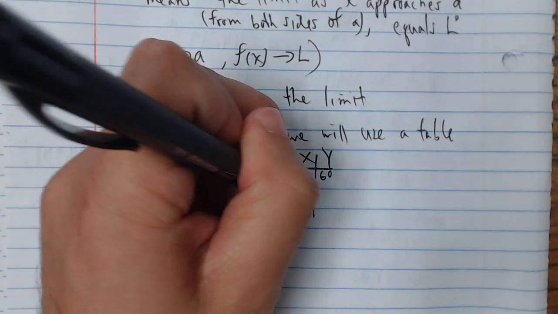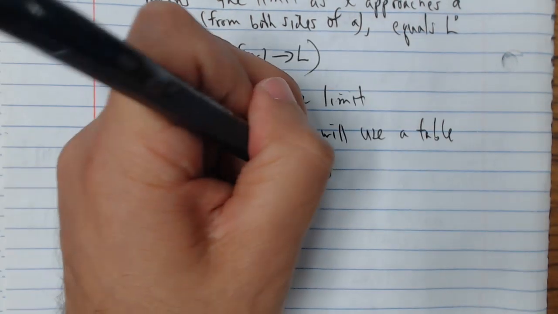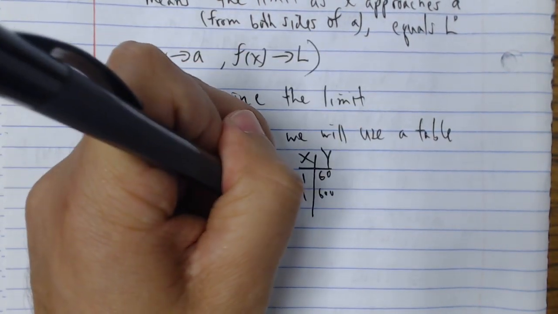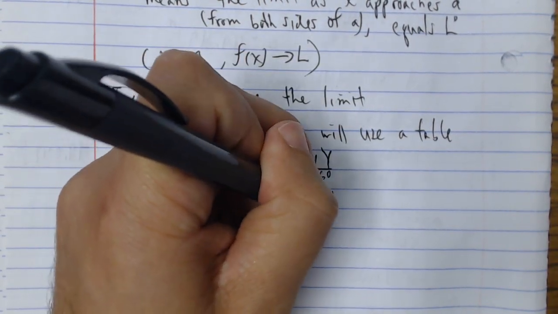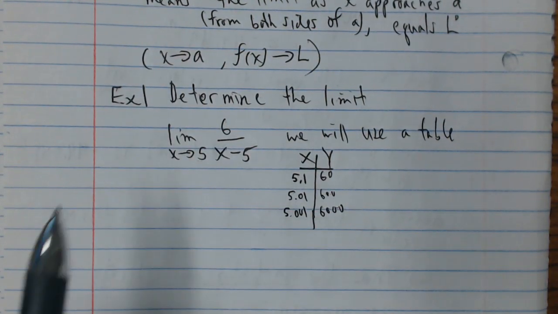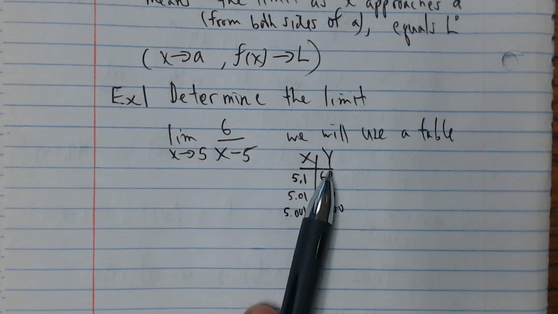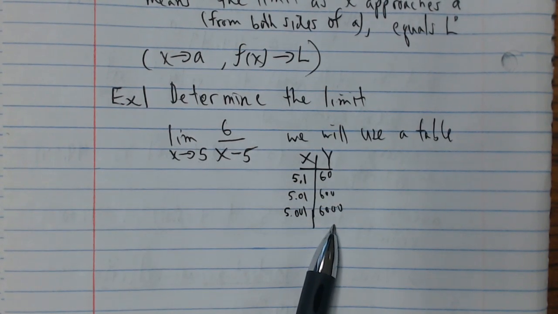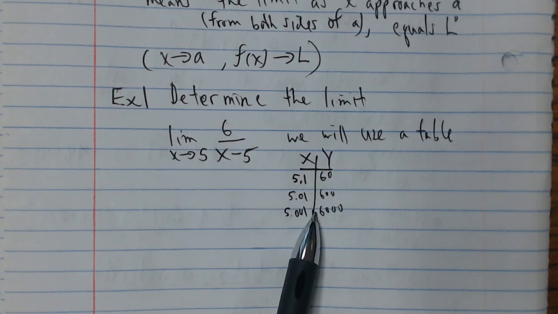So if I plug in 5.01, I get 600. If I plug in 5.001, I get 6,000. So in fact, what am I noticing here? As I approach 5 from the right side, my y values get larger and larger and larger. And so we could see that the right side goes up to infinity, or it becomes infinite.